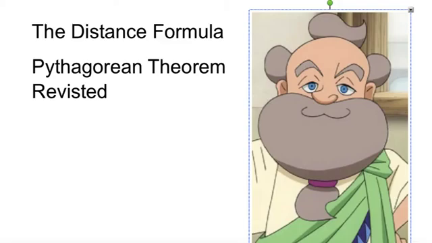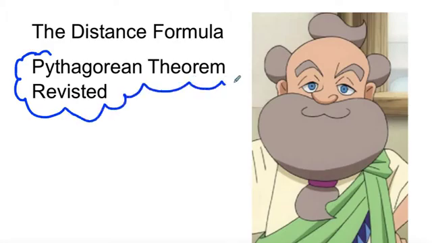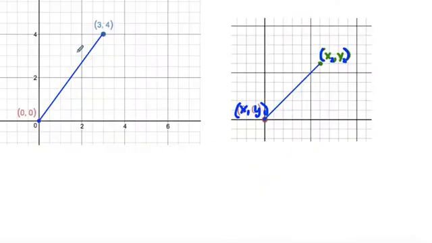And today we're going to be talking about the distance formula. And really, for the distance formula, we have to revisit the Pythagorean theorem, and there's our good old friend Pythagoras to help us get started. The distance formula is something that we can use when we are calculating the length between 2 points in the coordinate plane.